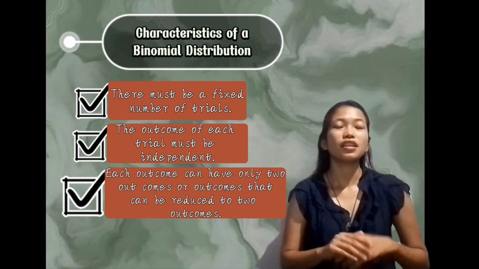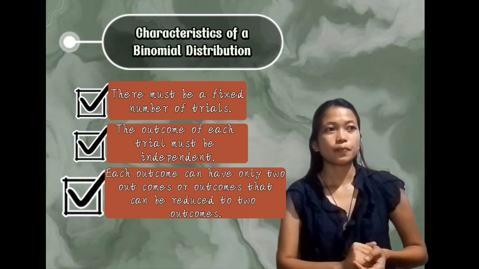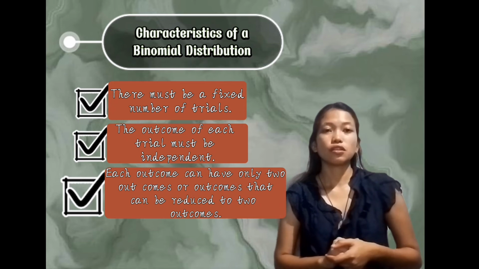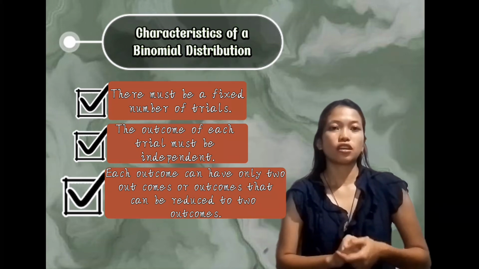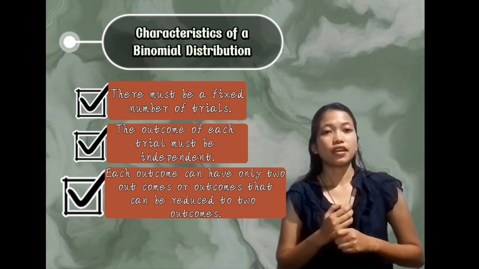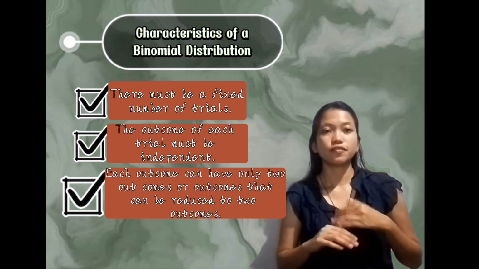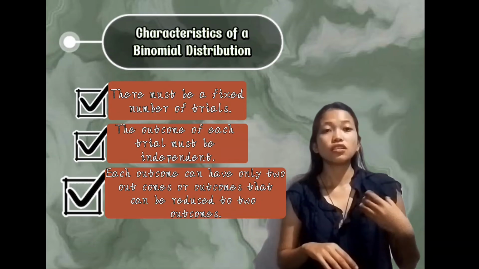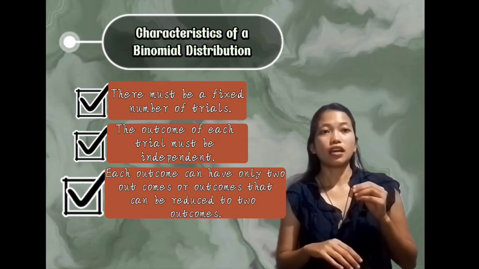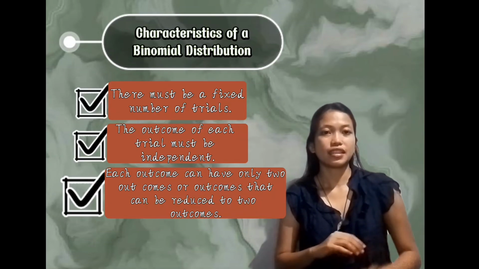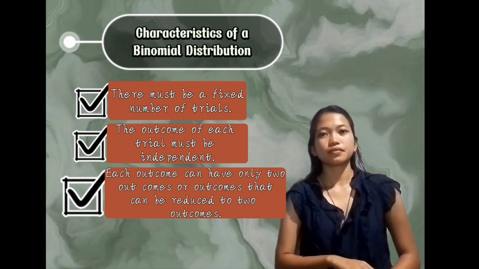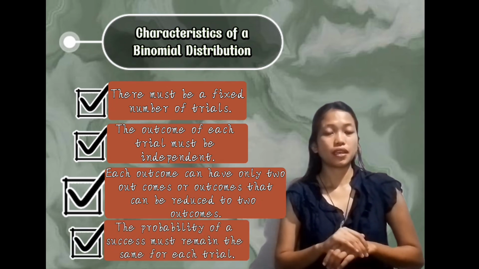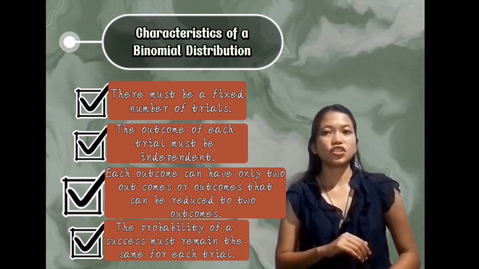For example, given in the previous topic, the experiment should only produce outcomes classified as success or failure, or if not success or failure, a yes or a no, a true or a false, and so on. And last, the probability of success must remain the same for each trial.